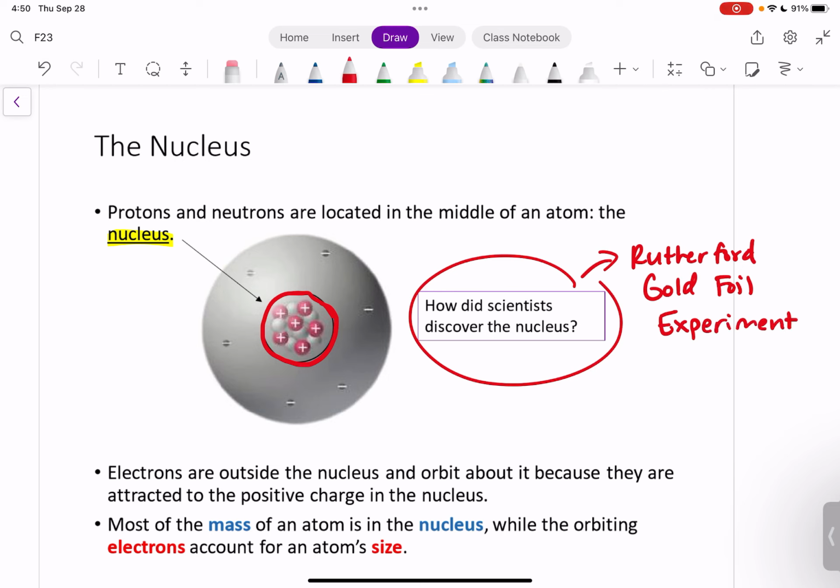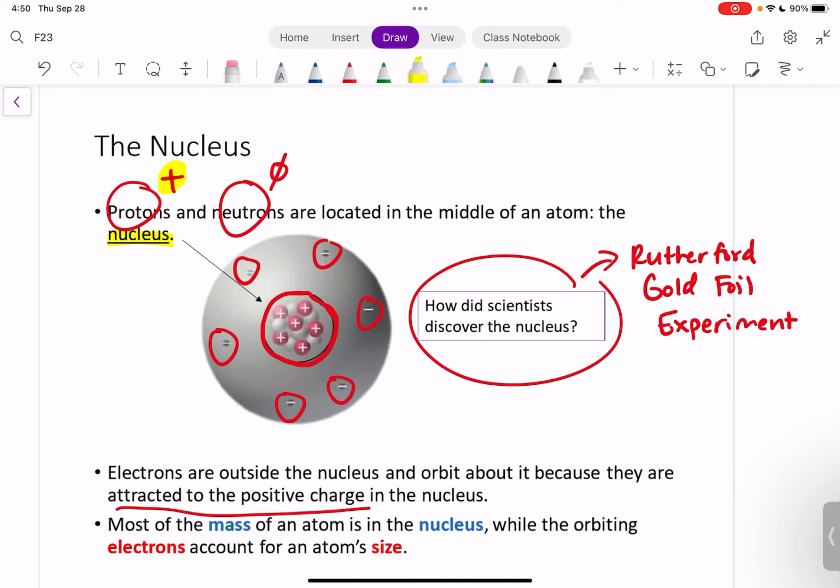So electrons are actually outside the nucleus. You can see them here, kind of orbiting around the nucleus because they're attracted to the positive charge that's in the nucleus. So remember, why is the nucleus positive? Well, remember, the nucleus consists of protons and neutrons. If protons have a positive charge and neutrons have no charge, then the overall charge in the nucleus is going to be positive, right? So the electrons are attracted to that positive charge, and that's what keeps them orbiting around like that.